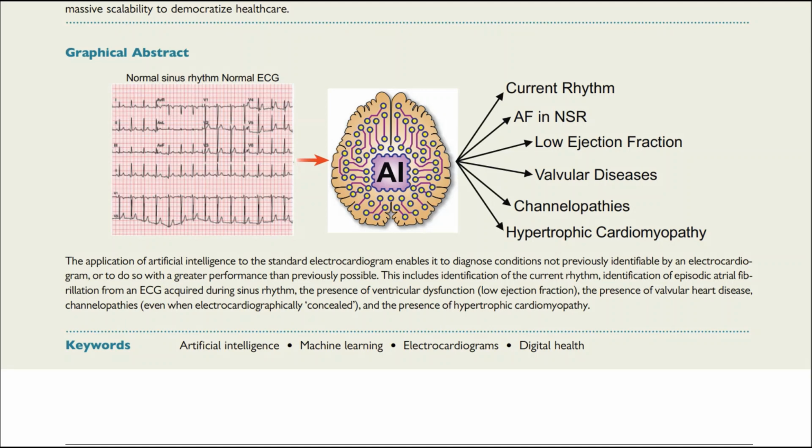The application of artificial intelligence to the standard electrocardiogram enables it to diagnose conditions not previously identifiable by an electrocardiogram, or to do so with a greater performance than previously possible. This includes identification of the current rhythm, identification of episodic atrial fibrillation from an ECG acquired during sinus rhythm, the presence of ventricular dysfunction, low ejection fraction, the presence of valvular heart disease, channelopathies, even when electrocardiographically concealed, and the presence of hypertrophic cardiomyopathy.